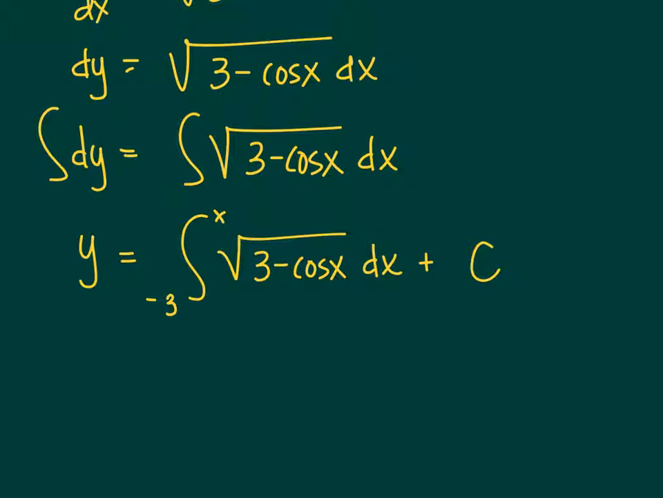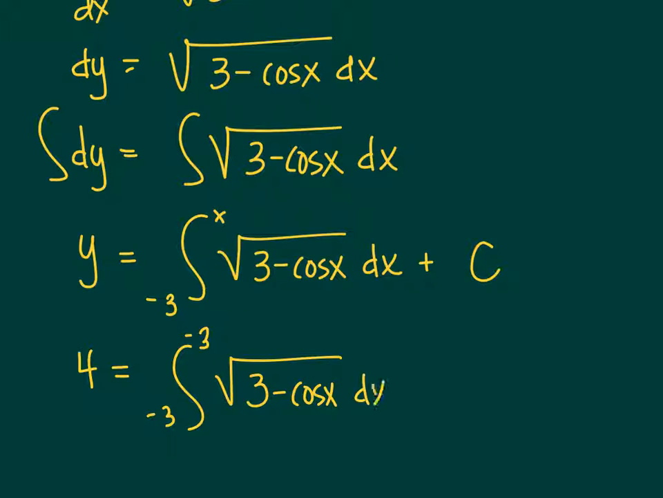Okay, to find our c value, we're going to use the initial condition, which is (-3, 4). So 4 goes in for y. The integral is going from -3 to -3, which is automatically always 0. Plus c, so c would be 4.